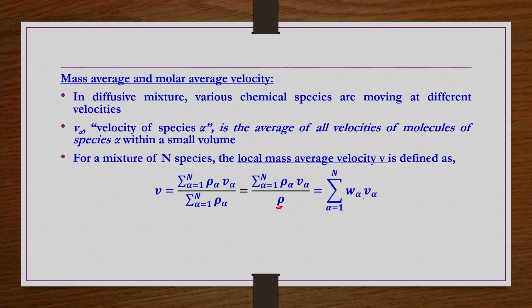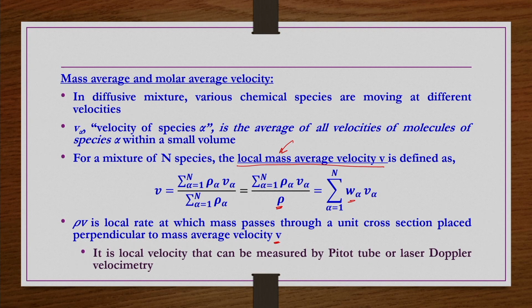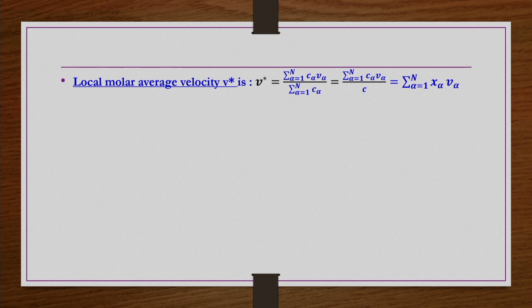And rho alpha by rho is W alpha, the mass fraction of species alpha. So, V is nothing but sigma W alpha V alpha. This is the local mass average velocity. And rho V is the local rate at which mass passes through a unit cross section placed perpendicular to the mass average velocity V. Now, it is a local velocity, so that can be obtained by pitot tube or laser Doppler velocimetry.